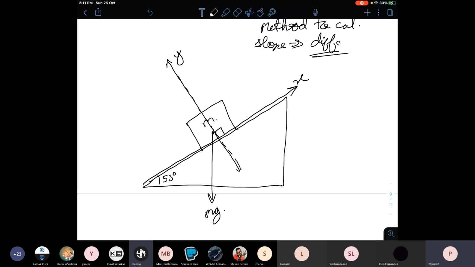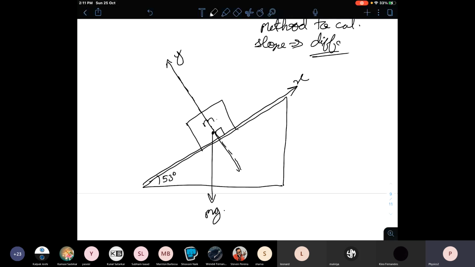Now I have a question. So we can take mg as the y-axis, right? You could have taken mg as the y-axis, but you won't be able to solve it further. So whenever an inclined plane is there, it is better to take the x-axis along the inclined plane and the y-axis perpendicular to it. That is easier to understand.